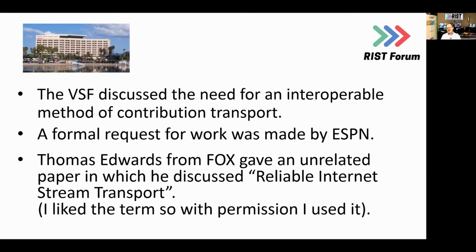Coincidentally, Thomas Edwards, who was at Fox at the time, gave a totally unrelated paper in which he discussed reliable internet stream transport. The paper didn't have to do exactly with what we were talking about, but I really liked the name. It was catchy. And so I went to Thomas and asked him if I could use the name. He said, yeah, he was just using it for this paper and he had no other use for it. So I took the name, and RIST was born.